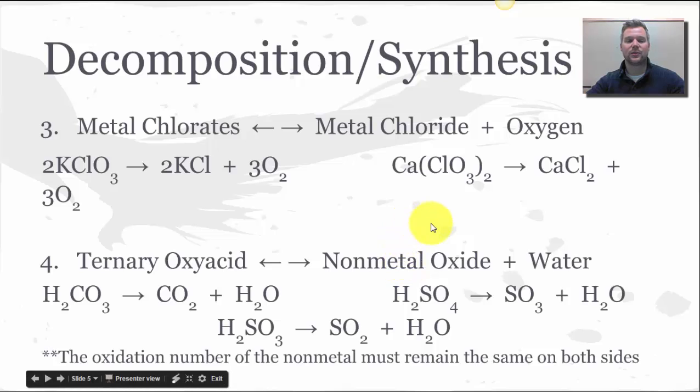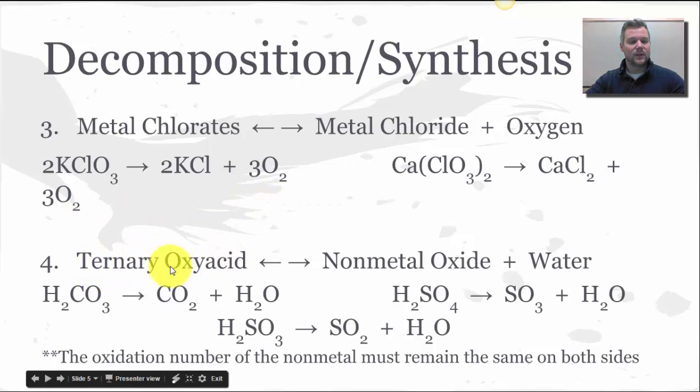Getting into reactions 3 and 4, a metal chlorate, same thing as above, the metal needs to stay the same on both sides. If we take metal chlorate, that's going to break into a metal chloride. So notice that the O3 turns into O2 over here in this case. And we're still checking our charges on the metal chloride. Calcium chlorate turns into calcium chloride plus oxygen.